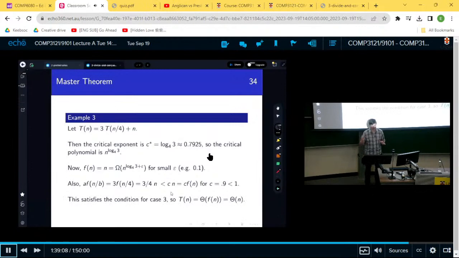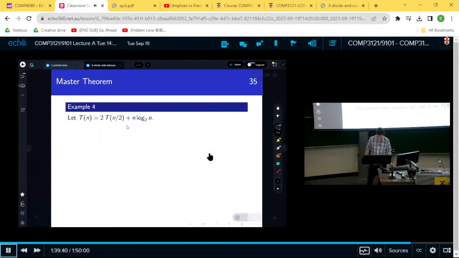Okay, so together this satisfies case 3 of the master theorem. So the running time is theta of f of n. This is the case where, at the top instance, whatever time is spent splitting and combining the solutions takes most time in total.